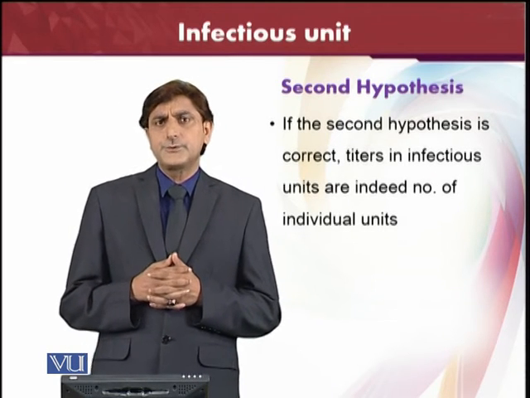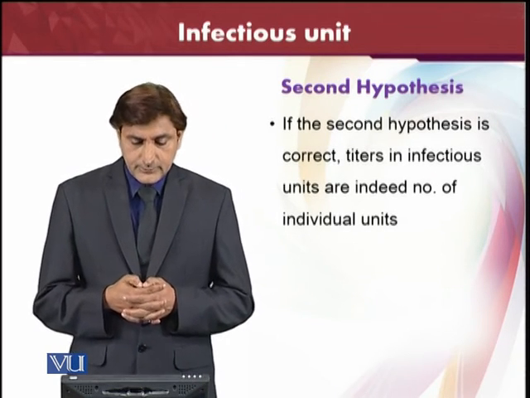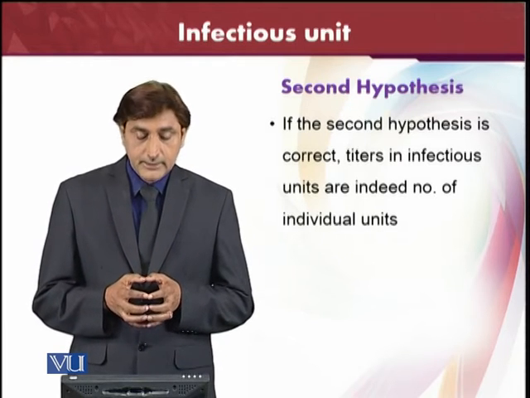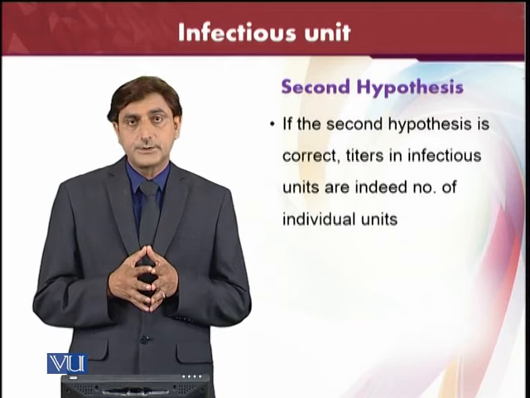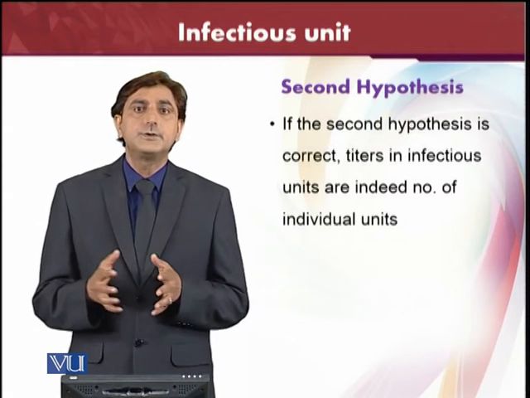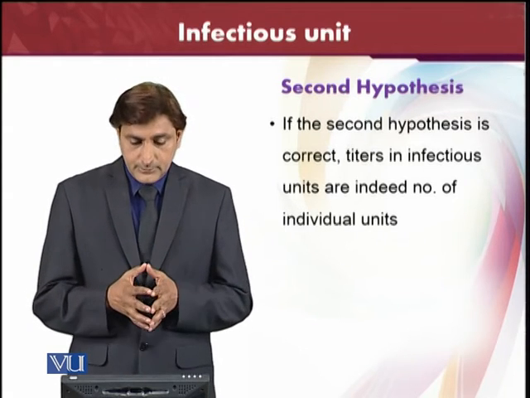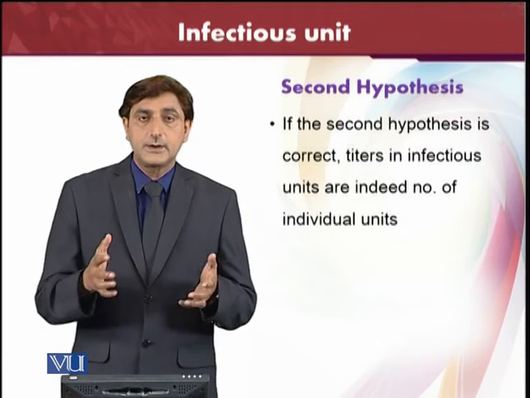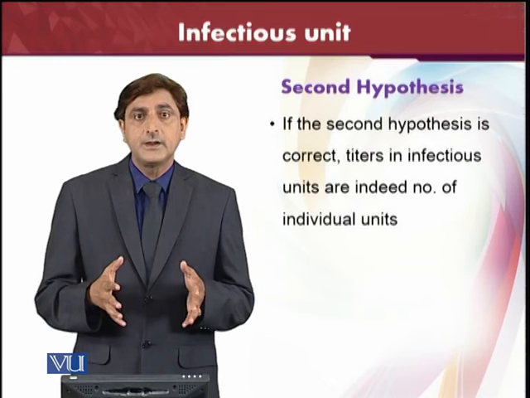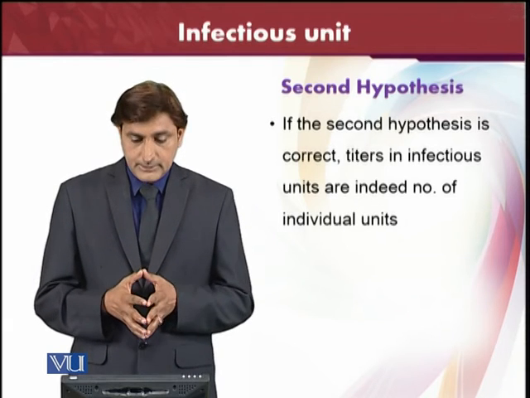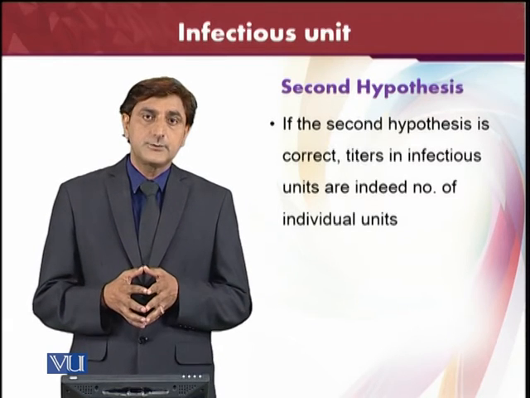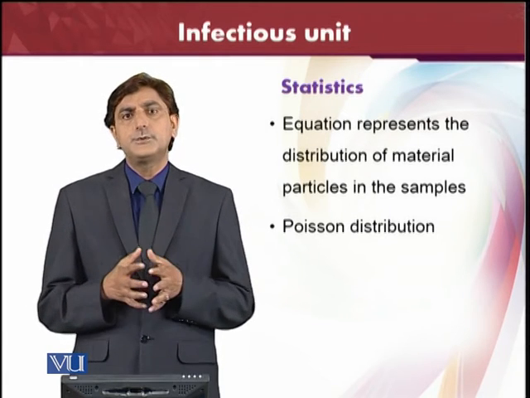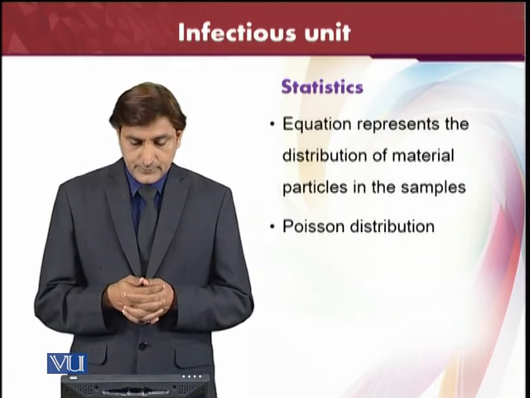There is one more hypothesis that may be correct. If the hypothesis is correct, then the titers in the infectious units are the number of the individual units. Infectious units and individual units are the same. So this hypothesis will work: the titers which are present, as far as we are working on that investigation in the laboratory, can be the infectious units, or those are also the individual units. So statistically, how do we calculate the infectious units?